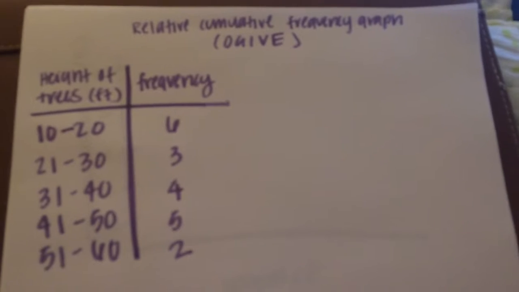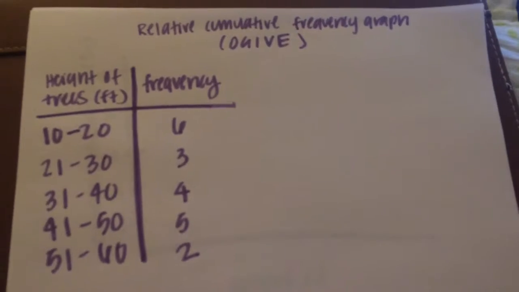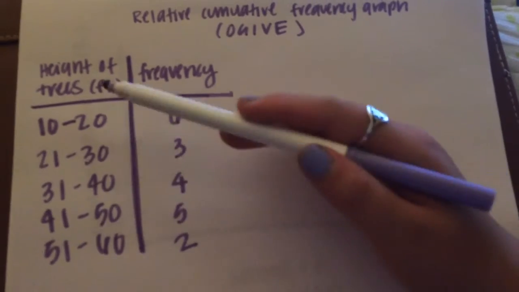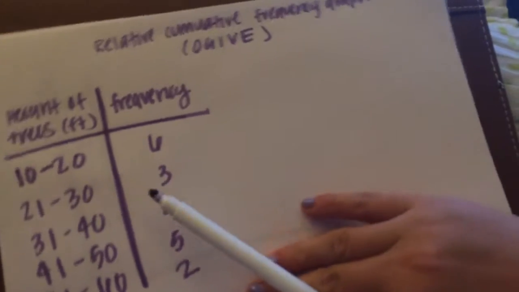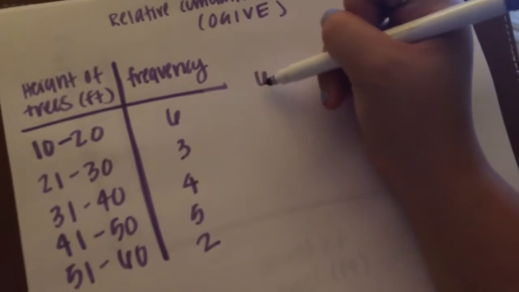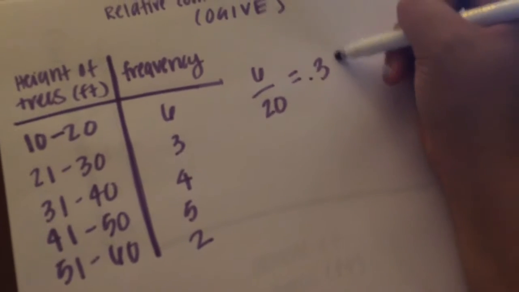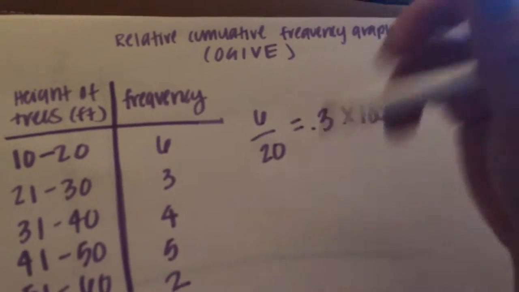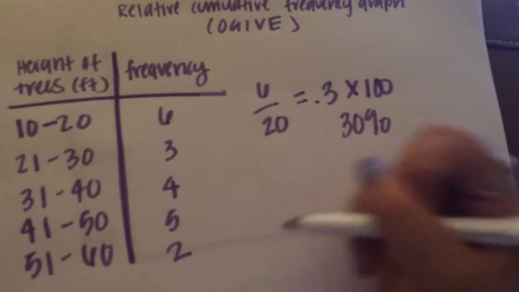So basically, to find the relative cumulative frequency graph, you look at the data, and I made my own. It's the height of trees in feet, in ranges, so 10 to 20 feet and 21 to 30 feet, etc., and the frequency. So the first thing you have to do is calculate. We have a total of 20, so 6 over 20 equals 0.3, and you multiply it by 100 to get a percentage, which will be the y-axis of our graph. So it's 30%. And you do that for all of these.